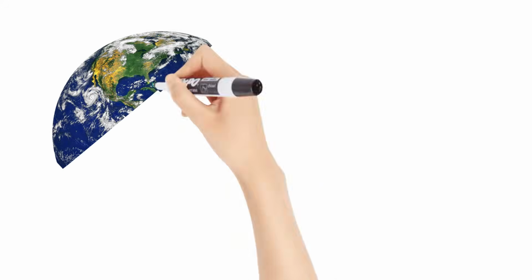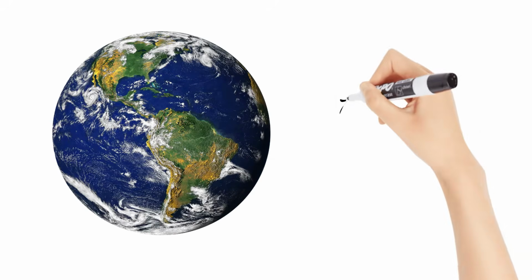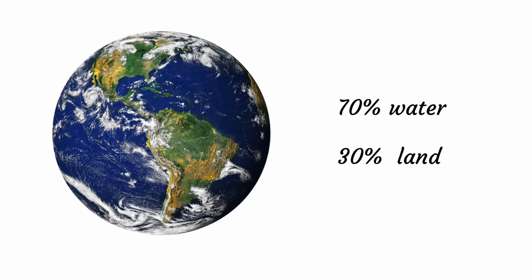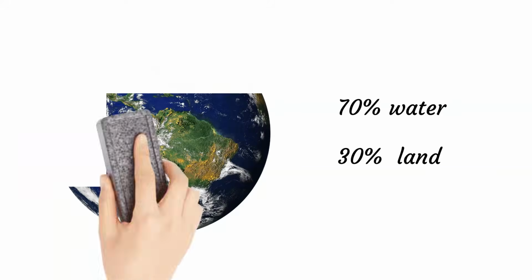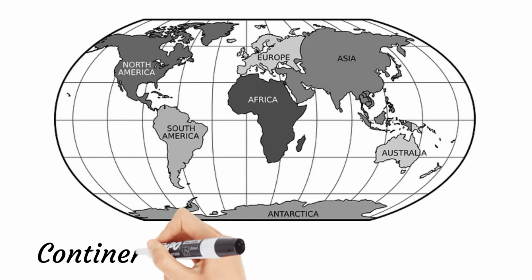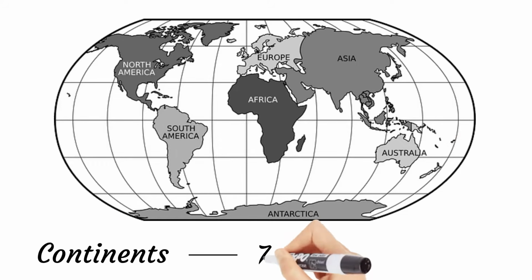Did you know that approximately 70% of Earth's surface is covered by water alone and the other 30% is covered by land? This land has been divided into 7 main areas, and each one is called a continent. Continents are usually separated by water or other natural features, like mountains. There are 7 continents in the world.